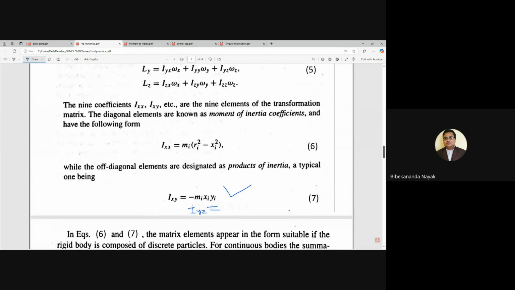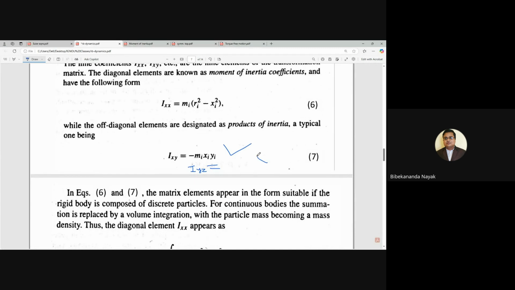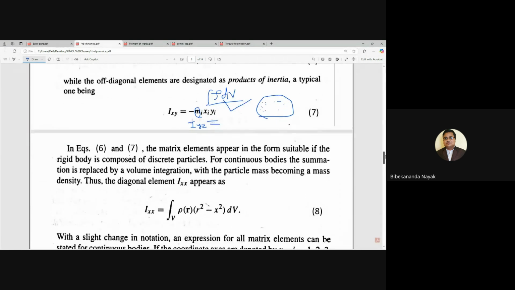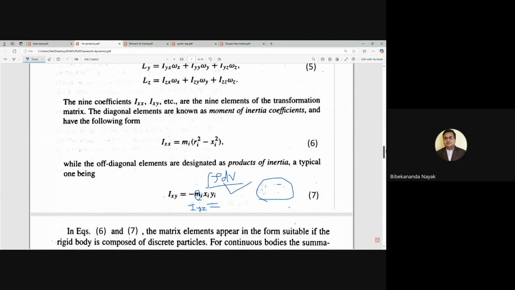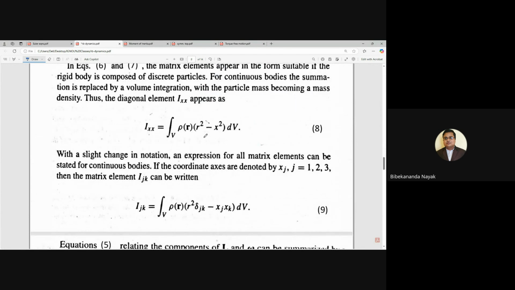So it's a summation term. If you write in terms of integration, because for a continuous body a large number of particles stay inside it, summation is very difficult. We use integration for the continuous body. For integration, we use mass density, mass per volume. So we use rho dV and integrate it, which actually gives you mass. So when we convert to integration, we use rho dV in place of mass. So my expression Ixx becomes the integral of rho dV (r square minus x square).